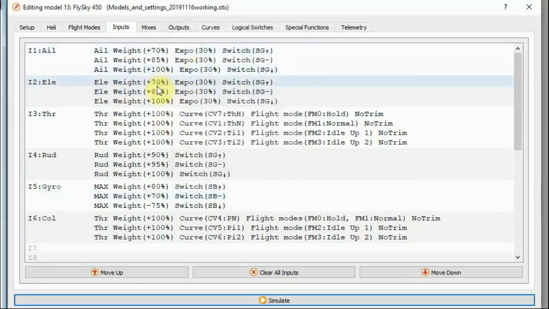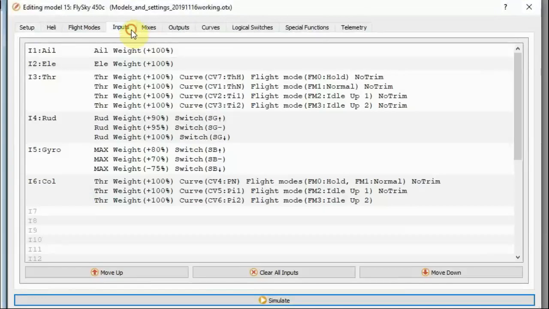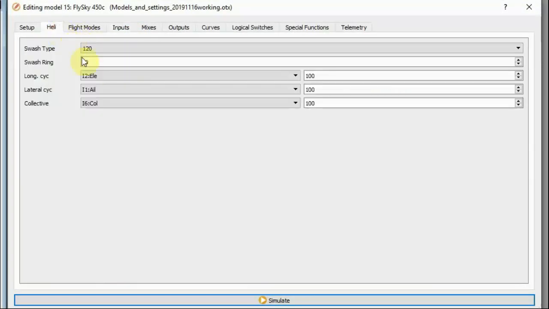So you can't put mixes in like this. It just does not work. Absolutely doesn't. So there's no point doing it. You might as well not do it, because anything you put in here is going to be completely ignored by OpenTX.